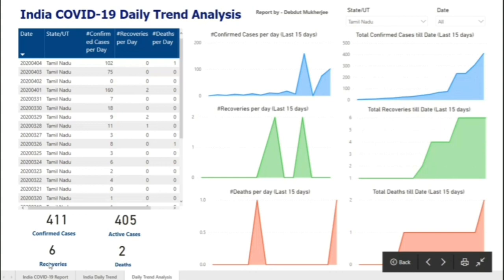What we see is it's 6. So still not good, I'll say. Deaths, I mean, I can say that Tamil Nadu is doing good, even though many people are affected. I mean, probably the government is not doing anything. Otherwise, people would have recovered so far.